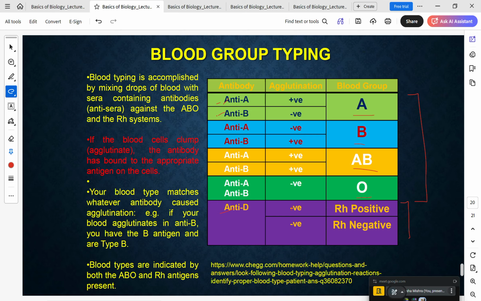This will be positive. If it's positive for anti-D, then it's Rh positive, and if it's negative, then it's Rh negative. So you take blood, you put it in 3 different tubes, you add anti-A antibody, anti-B antibody, and anti-D antibody. Then you observe what the agglutination pattern is.